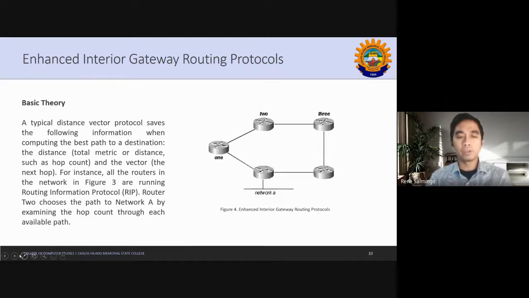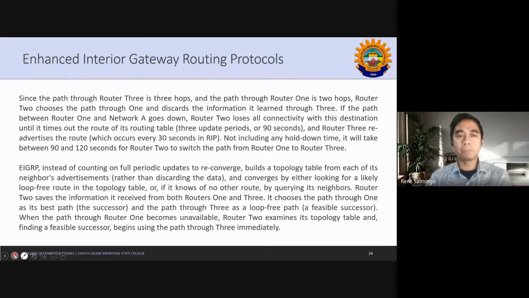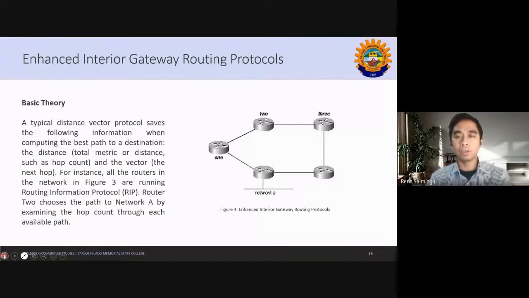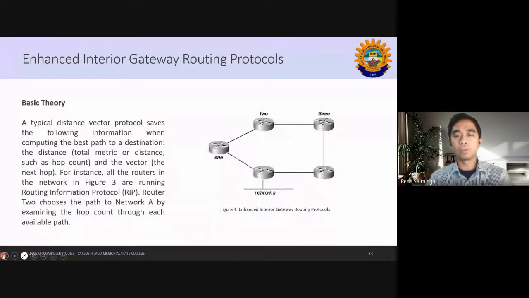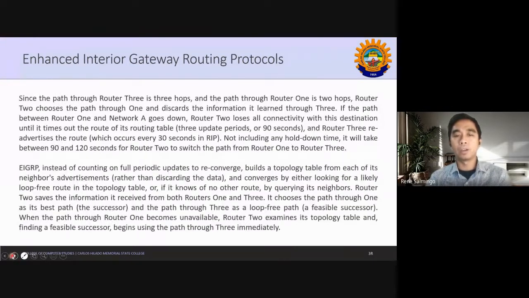path. The path through router 3 has 3 hops, and the path through router 1 has only 2 hops. So router 2 chooses the path through router 1 and discards the information it learned from router 3.